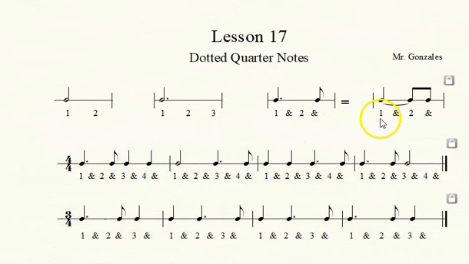Here's another representation of that. If you remember, when you have a tie, you tie this first note to the second note, but only the first note gets played. So just imagine this as this. So we can see the quarter note occupies the beat 1 and the and of 1, and then it's tied over to beat 2. And then we have an eighth note right here on the and of 2.